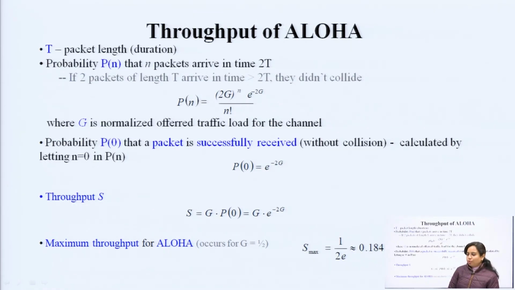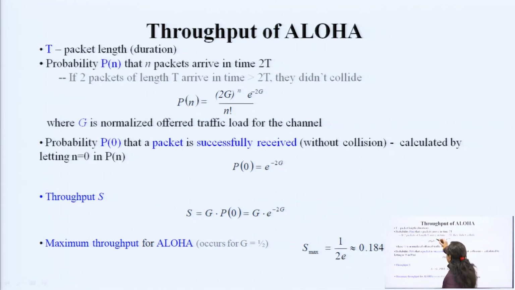Now, what is the throughput of Aloha? So, there are two different formulas to calculate the throughput. One is for pure Aloha, another is for slotted Aloha. Now, in this case T is the packet length, that is the duration which is required to transmit a particular packet from the transmitter to the receiver.